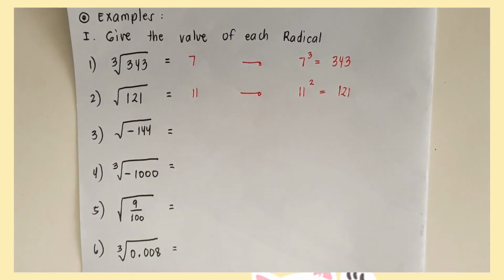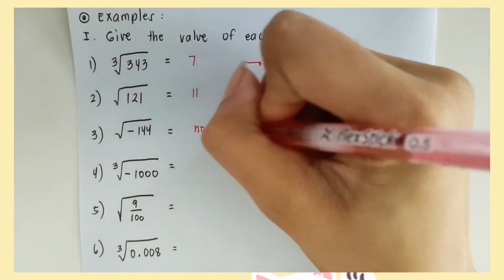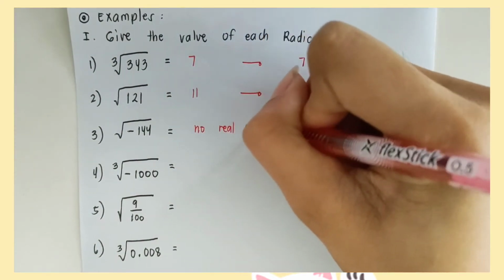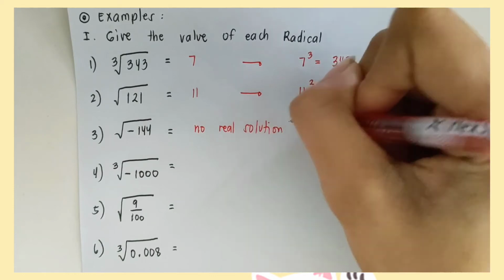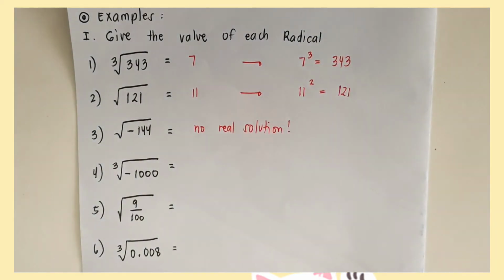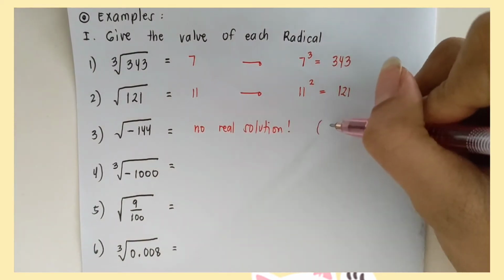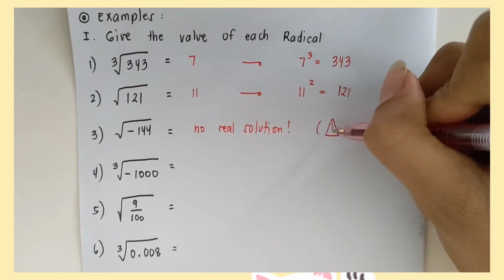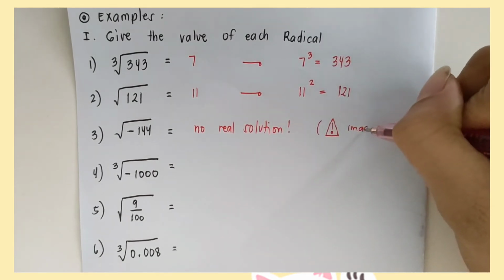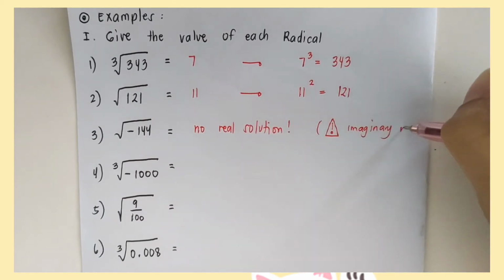How about number 3? The square root of negative 144. Very good. There is no real solution. Why? It was discussed when you were still in first quarter. It will lead us to an imaginary number. Let me draw a caution warning here: imaginary number.